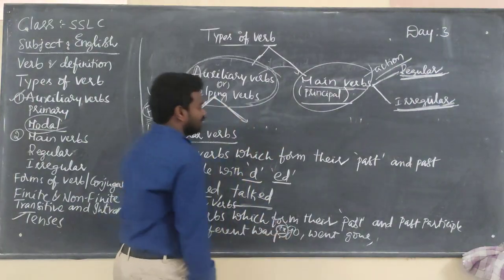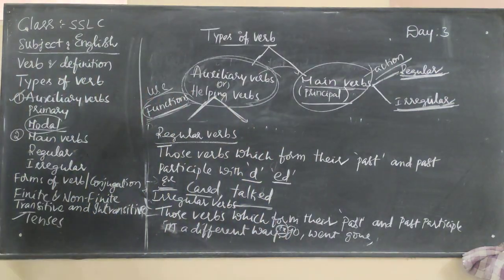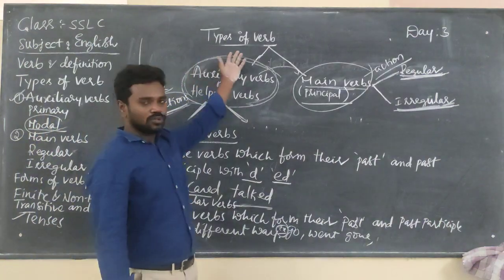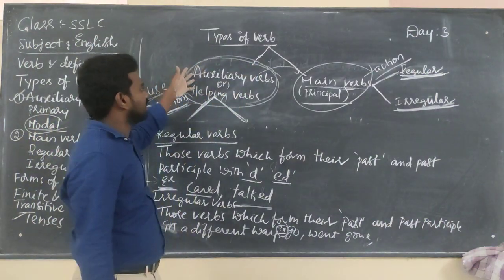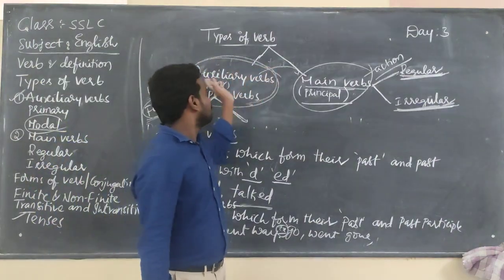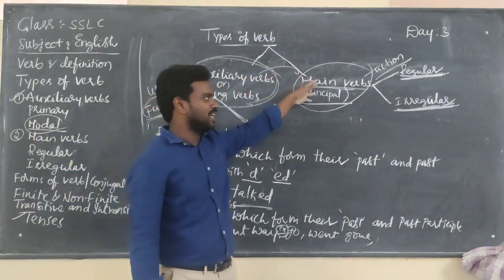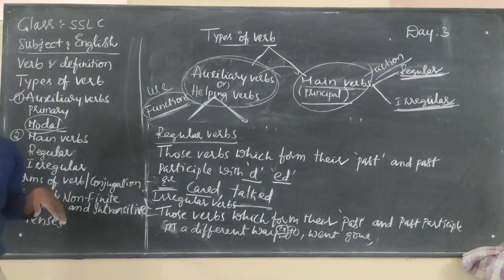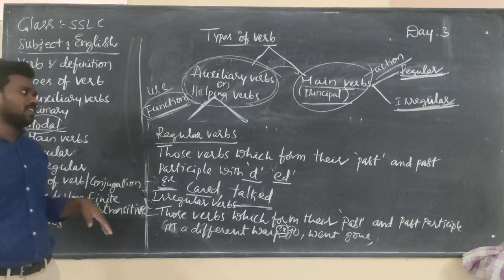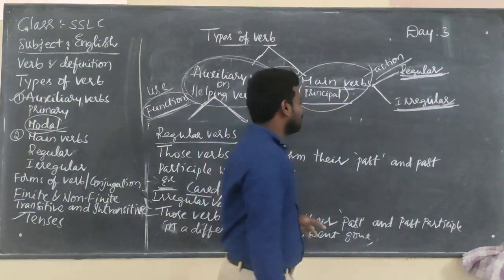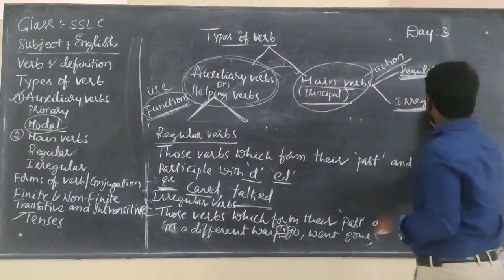So today, in this day 3 class, we have discussed the types of verbs. What are the types of verbs? Auxiliary verbs, which are helping verbs, and main verbs. In auxiliary verbs, we have two kinds: primary auxiliaries and modal auxiliaries. In main verbs, we have regular and irregular verbs.